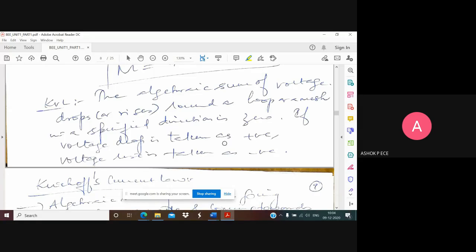If the voltage drop is taken as negative, the voltage rise is taken as positive. Or you can take the reverse also. If the voltage drop is taken as positive, the voltage rise is taken as negative. Okay, so this is the statement of KVL.